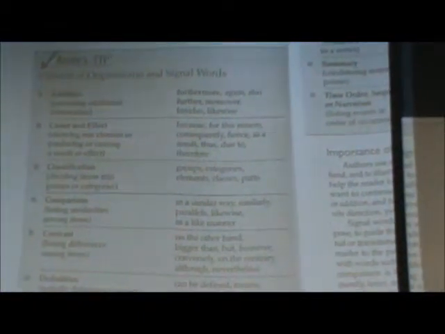So for the pattern of organization called addition, signal words are furthermore, again, also, besides. So when you see those words, you know that the author is going to give us a list of additional information. Okay, cause and effect. If the organizational pattern is cause and effect, then you will see words like because, or for this reason, or consequently, or therefore, and then you know that the organizational pattern for that passage is cause and effect.